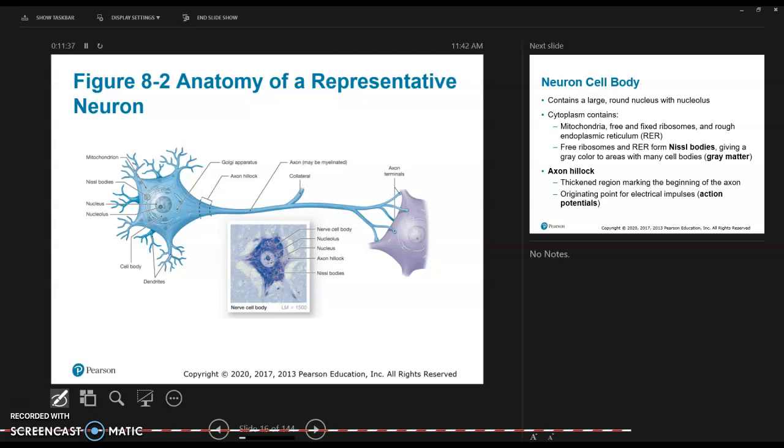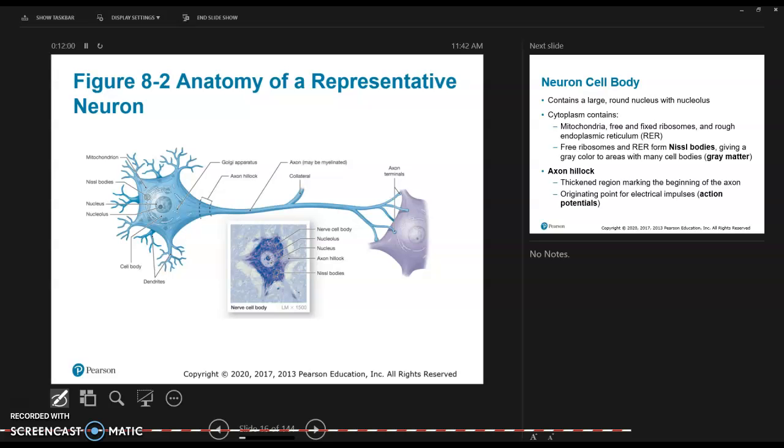You can see the cell body in here contains a nucleus. It contains mitochondria for energy. It contains endoplasmic reticulum. This is the rough ER. And collections of rough ER and ribosomes are called Nissl bodies in the neuron. So you may see that term, Nissl bodies. That just means they're making a lot of protein.